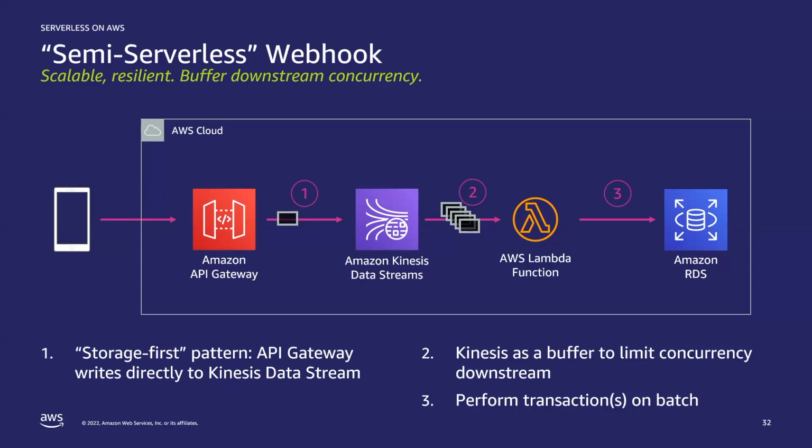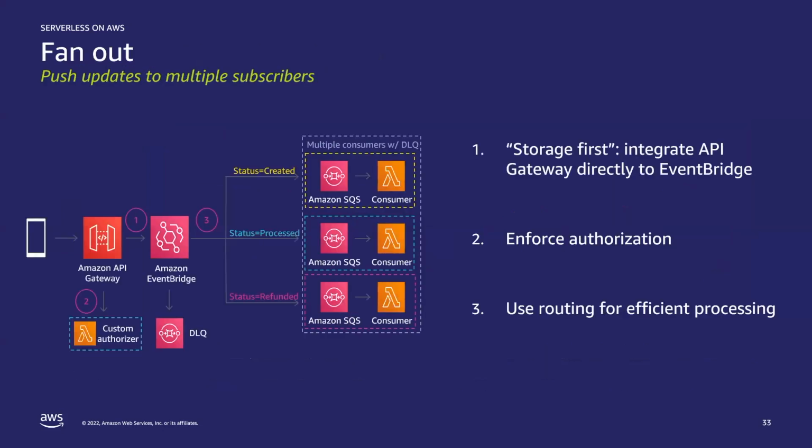A fan out. This is fanning out messages through EventBridge. So this is kind of multiple queues. So EventBridge is sending your processed, like this is an order management system, for example. So multiple queues for refunds, returns, processed orders, and orders created. So 3 different workflows.